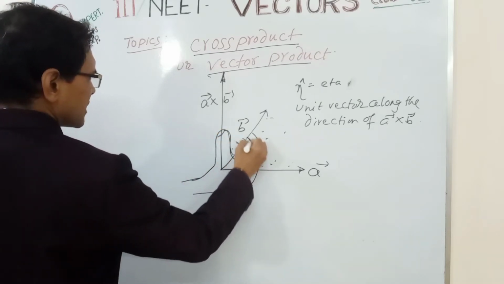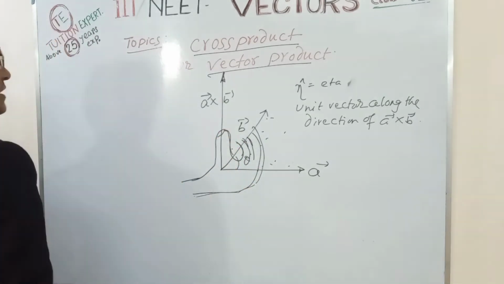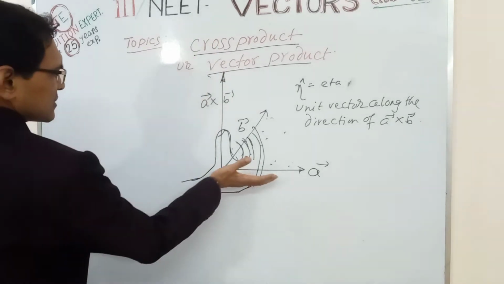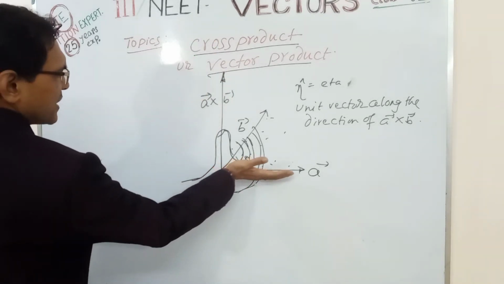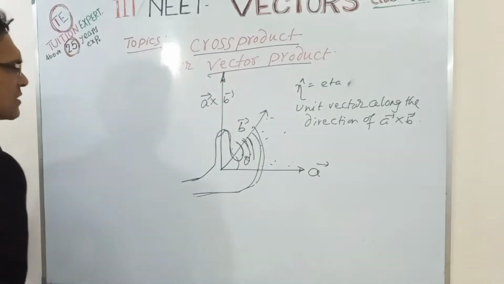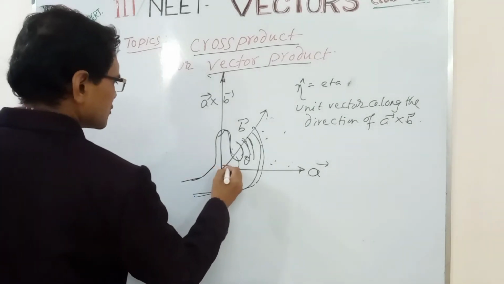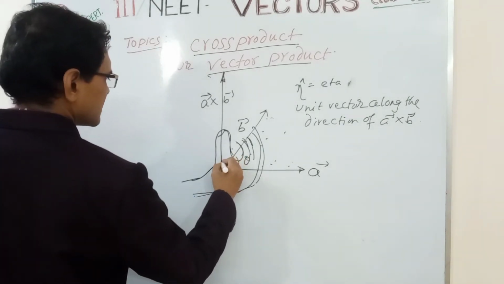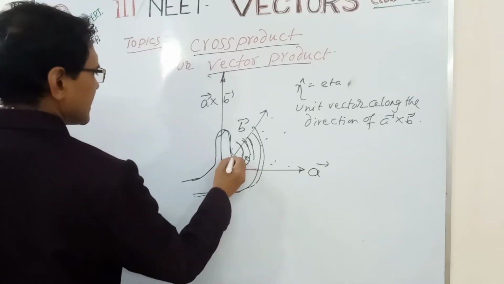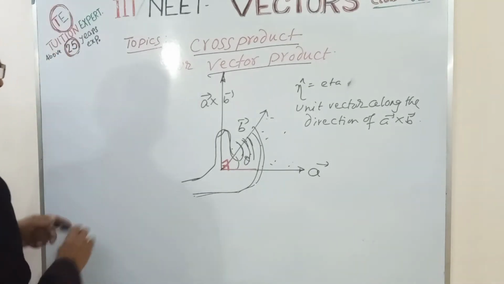So these are the fingers. The direction of A cross B is along the thumb. If we curl the fingers from A to B, then the thumb represents the direction of A cross B. Now A cross B is perpendicular to both A and B, because the normal, suppose A cross B is in this direction.